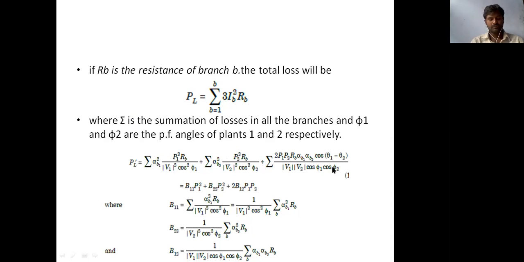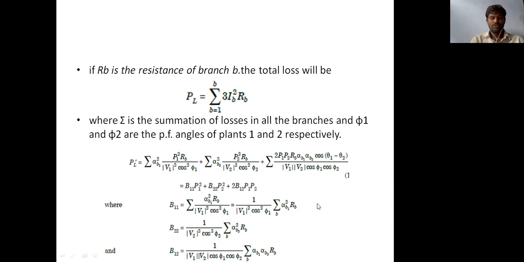This is compared with the standard equation of the two-source system: P_L equals B11 P1 squared plus B22 P2 squared plus 2 into B12 P1 and P2. Comparing those equations, the term with P1 squared is the same, and the remaining term is B11. Here P2 squared is the same, and the remaining term is B22. And 2 into P1 P2 is the same, and the remaining term is B12.